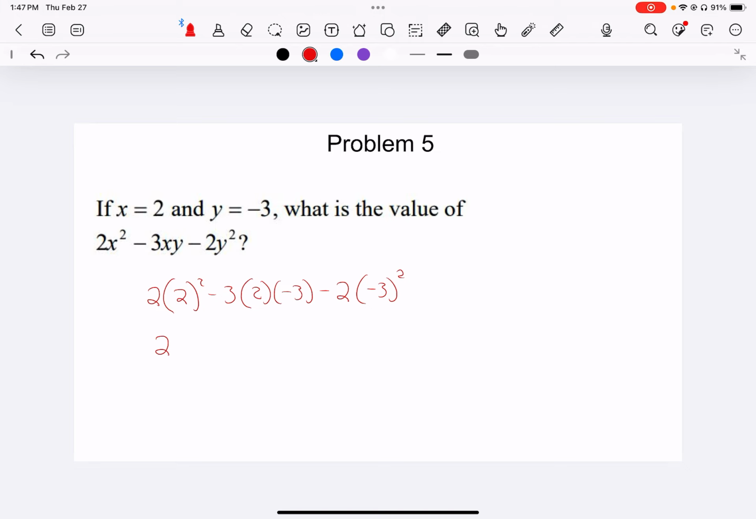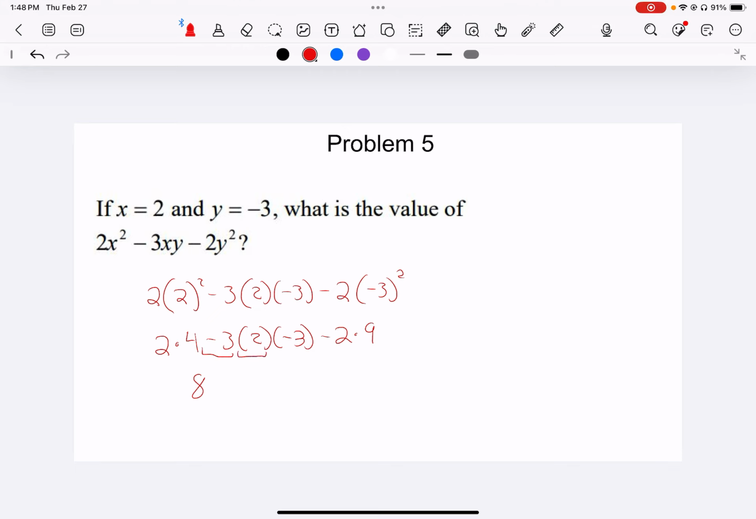My exponents first, so I have 2 times 4. I'm going to bring everything else down. Minus 3 parentheses 2 parentheses -3 minus 2 times -3 squared is 9. So now I do my multiplication. 2 times 4 is 8.